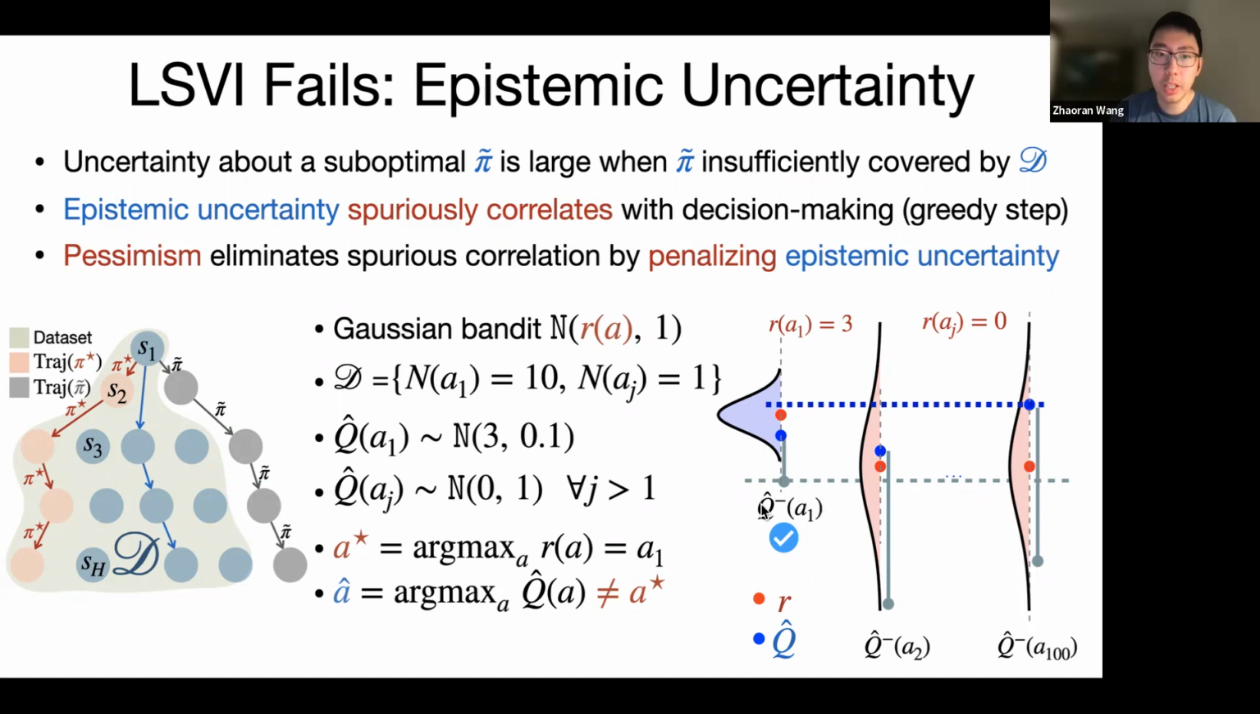So in this case, you will see that even if my data set misses out a lot of the suboptimal arms, it is still fine. I'm taking the optimal arm. Okay, I'll pause a bit for questions.